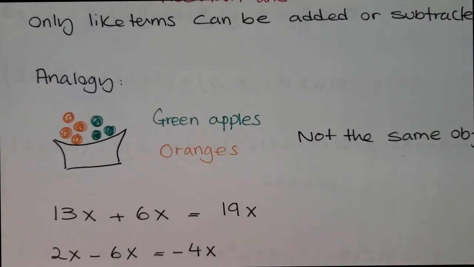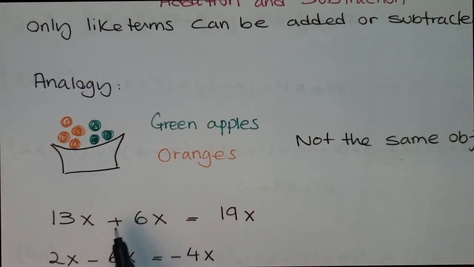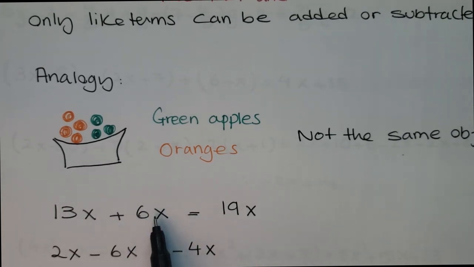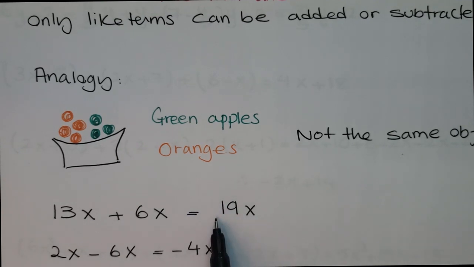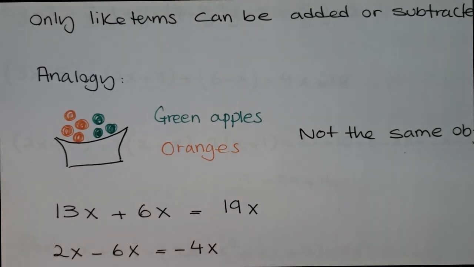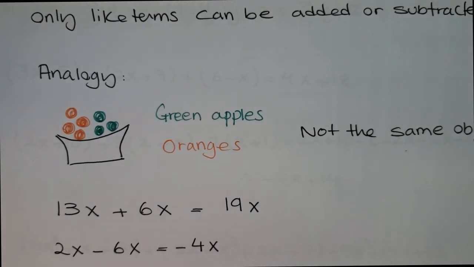So let's do a few examples. 13x plus 6x. So you can see the variables are the same, the exponents are the same. So I simply add the coefficients, the numbers in front. 13 plus 6 is 19. Another example would be 2x minus 6x. So here I'm doing subtraction. The letters and the exponents are the same. So I basically subtract the 2 coefficients. So that would be 2 minus 6, which is negative 4.